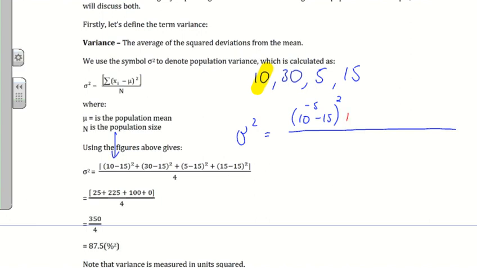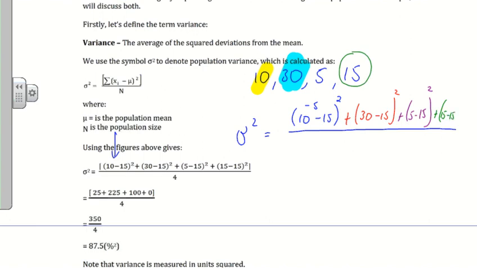Let's go for the next one. Plus 30, that is my 30. Plus 30 less 15. Don't forget to square that one. Next one, plus 5 less, again, the same mean. Can I use the same mean all the time? Don't forget to square that one. And lastly, 15, which is this number there. There's the mean of 15, and don't forget to square that.